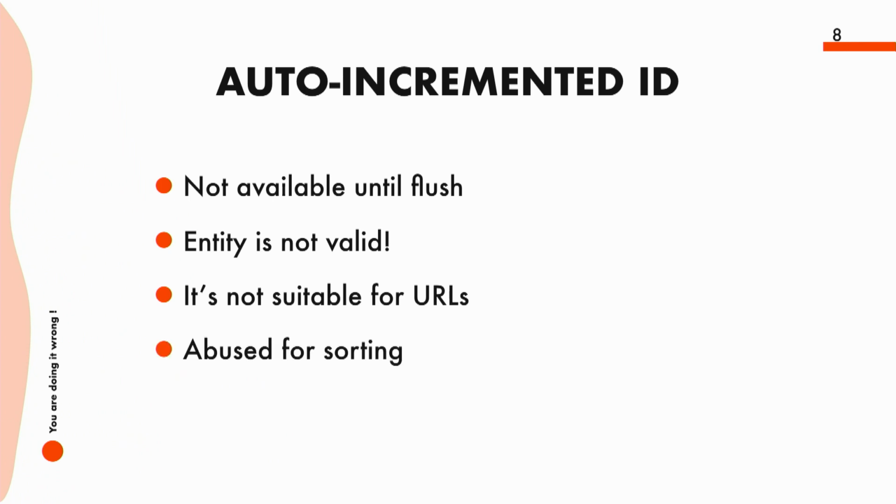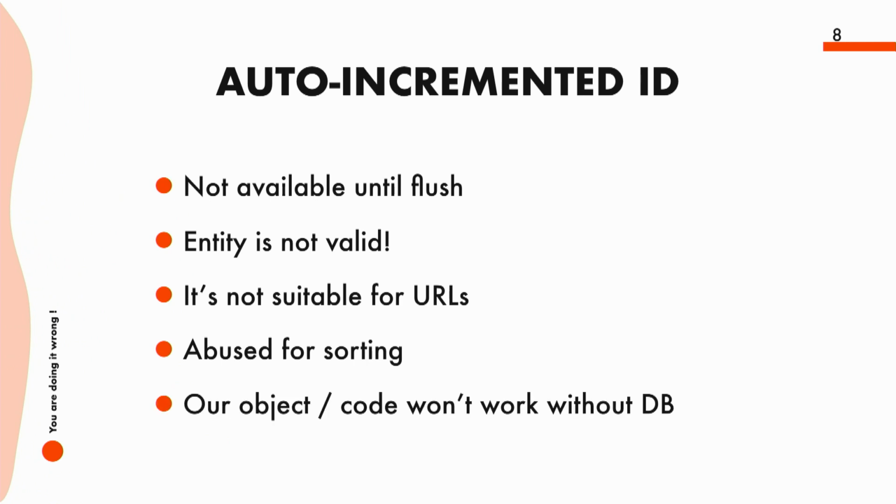When you have the auto-incremented ID, we sort by it. But there are so many better things to sort by, like creation date or something completely different. So don't sort with the ID. And the last thing is that our code will not work without a database. Because if there is no database, we will never have the ID, because we don't have the service that will save it and provide the ID.